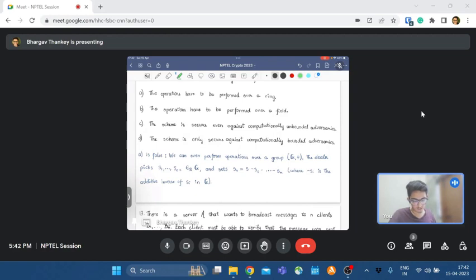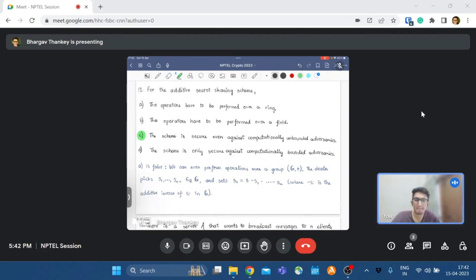The scheme is secure even against computationally unbounded adversaries. This is true. We saw this in class, and the reason is S1 to Sn minus 1 are completely random. So regardless of which n minus 1 parties the adversary controls, S is still completely random for it. So the scheme is secure even against computationally unbounded adversaries. And option D, the scheme is only secure against computationally bounded adversaries, is false because C is true. So the only correct option is C.